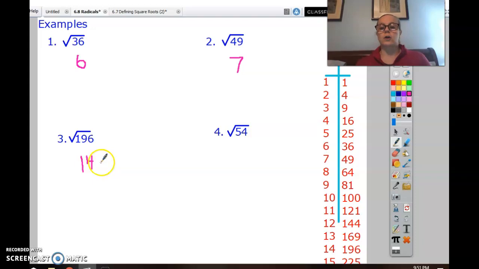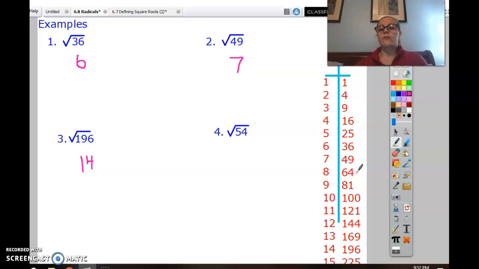So let's look. Number 4, we've got the square root of 54. So if I come over to the note card, I look. And as I work down, I see I have 49, and then I jump to 64. So I know 54 is not a perfect square. So what that means is we now need to go through and think of our factors. Okay, and there's a couple different ways to do this.